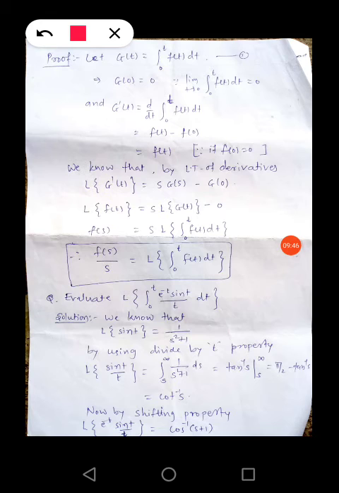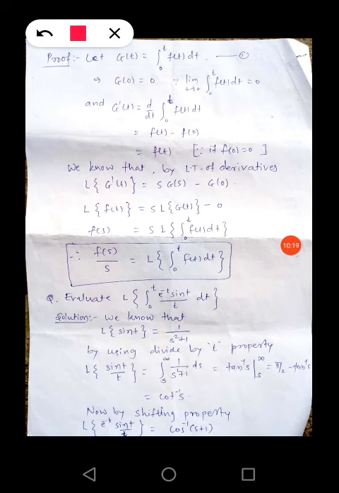So for the solution we may first note what is Laplace of sin t. Laplace of sin t is nothing but 1 over s square plus 1. By the division by t property, Laplace of sin t by t is equal to integral s to infinity 1 over s square plus 1 ds, which is tan inverse s with limits from s to infinity, and that is nothing but pi by 2 minus tan inverse s, which is equal to cot inverse s. This problem was solved previously. So we may take cot inverse s as nothing but Laplace of sin t by t.